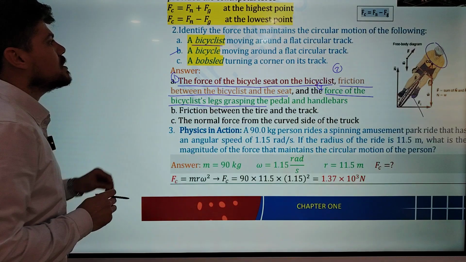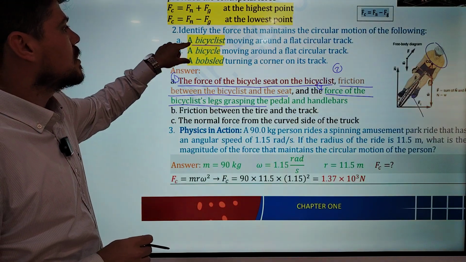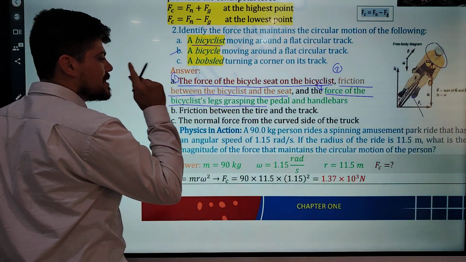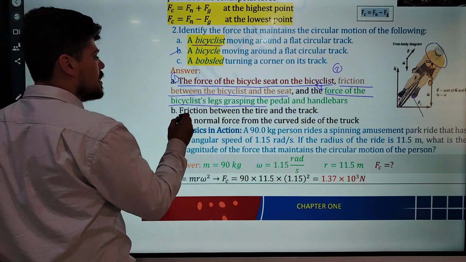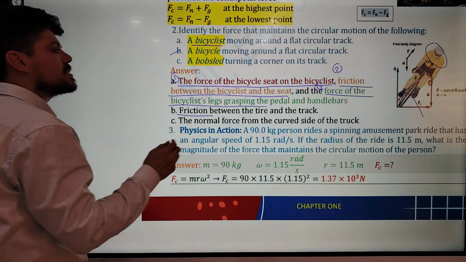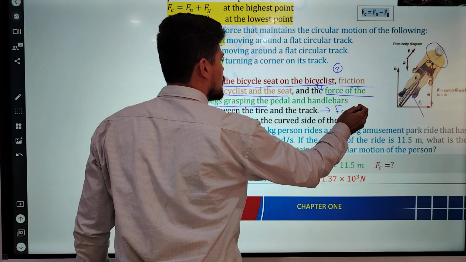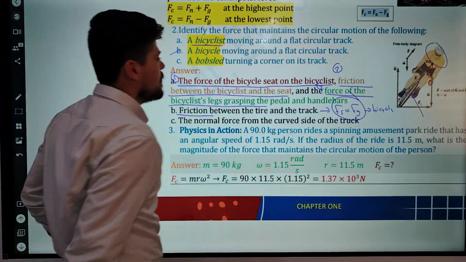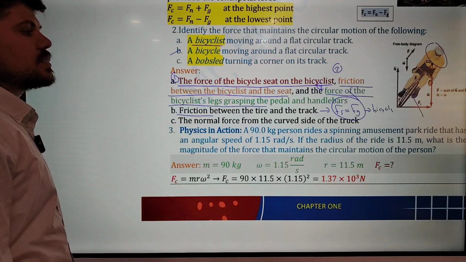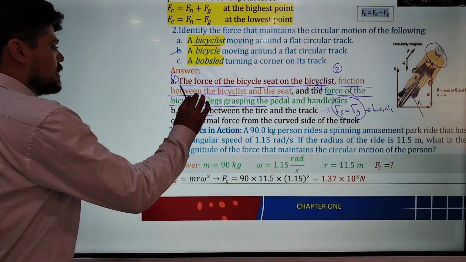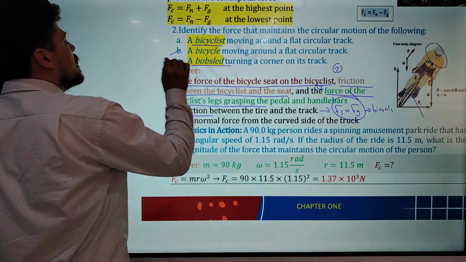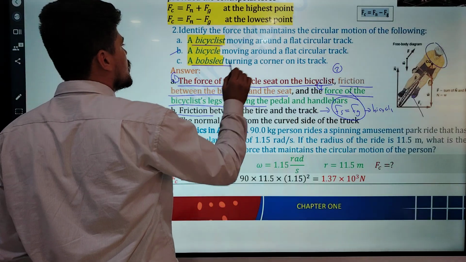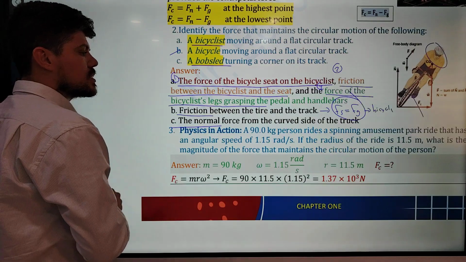B, a bicycle. What is the difference between A and B? In A we have a bicyclist, but in B we have a bicycle moving around the flat track. There is just one reason that maintains the bicycle in the circular track, and this reason is the frictional force, Fs. Fs is equal to Fg for the bicycle. The normal force for the curved side of the track. C, a bobsled. What is the force that maintains the circular motion when a bobsled is turning a corner? The normal force.